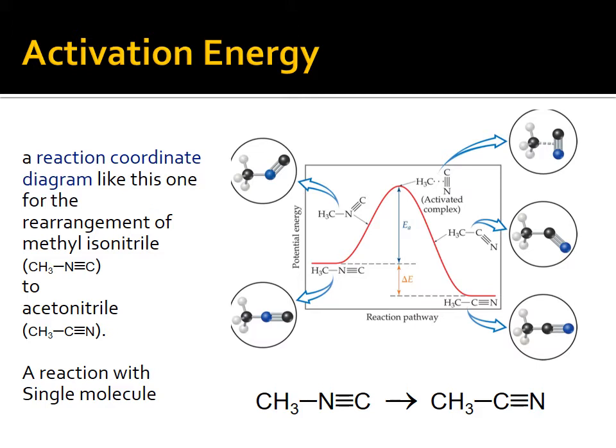This example shows a diagram which represents energy on the y-axis and the reaction pathway on the x-axis. This example is a reaction in which only a single molecule participates, which we call a unimolecular reaction. Here, it is the rearrangement of methyl isonitride to acetonitrile.